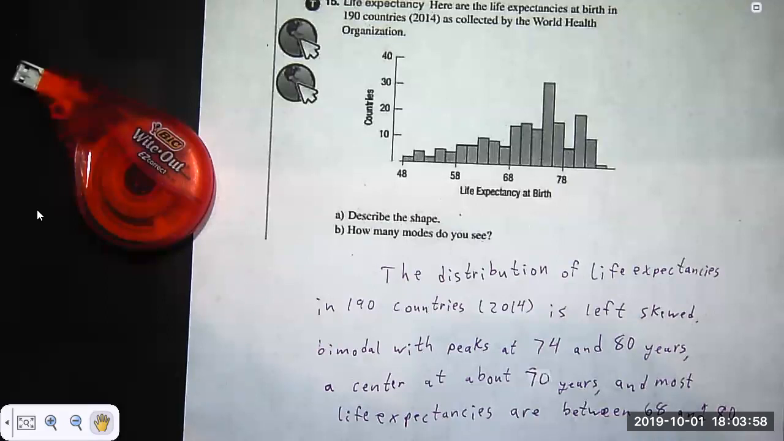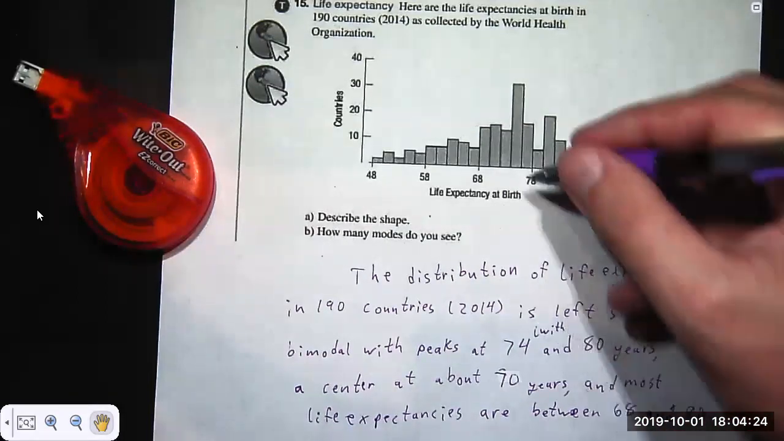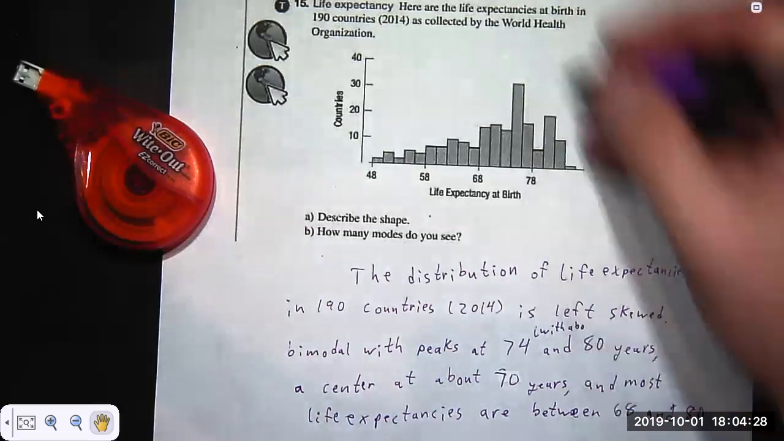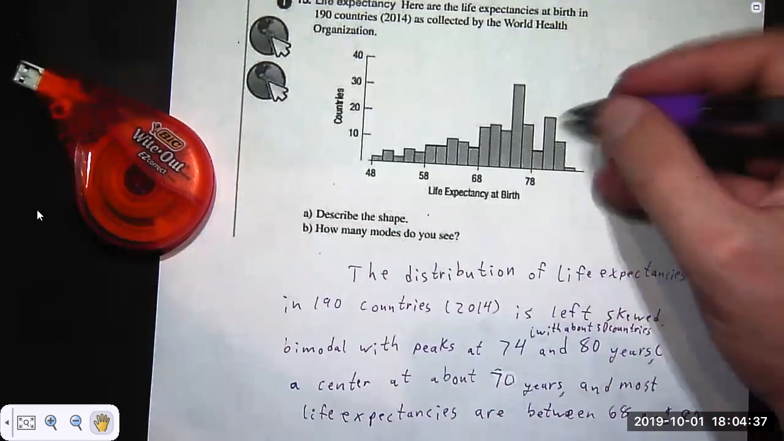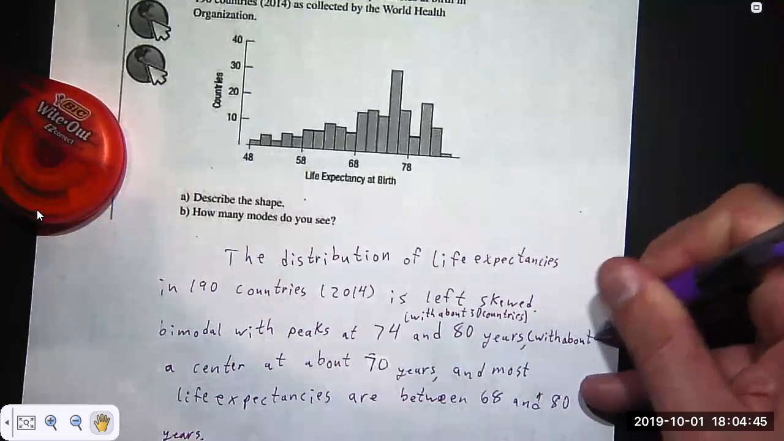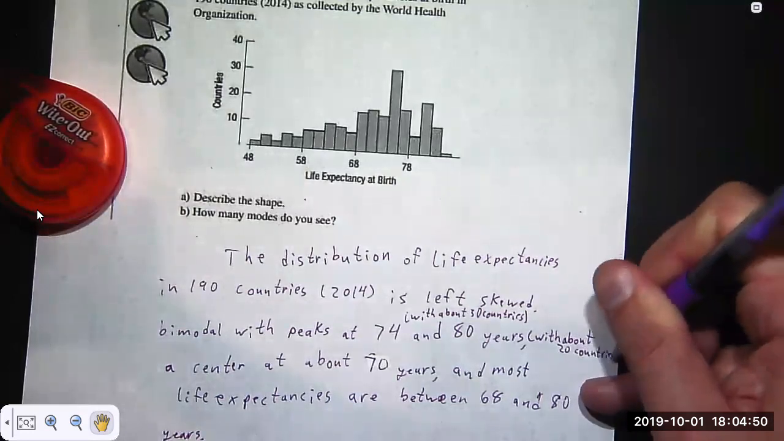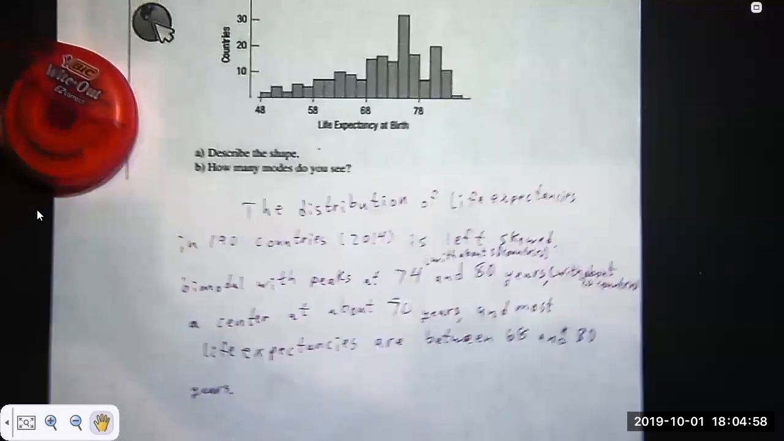Yeah, so the question was, should we use coordinates, like x coordinate, y coordinate? And it wouldn't make sense to use that in this case because it's not a scatter plot. But you could say how tall those bars are, just as a little extra information. So you could add that with peaks at 74, with about 30 countries, and then at 80 years with about 20 countries. All right, so it's okay to give some extra information there. Just realize the most important information is the life expectancy. Question?